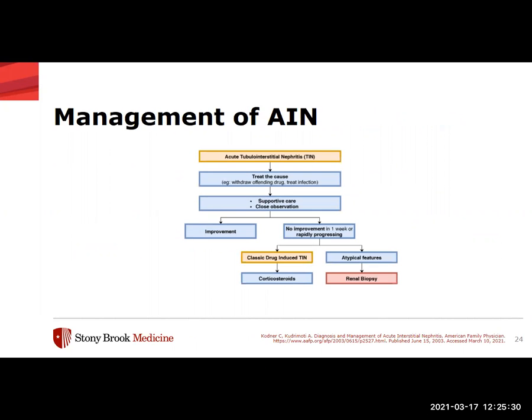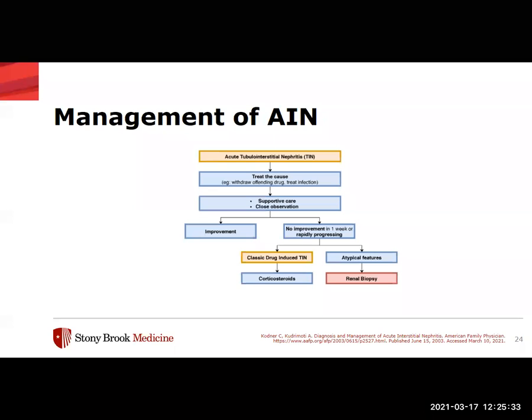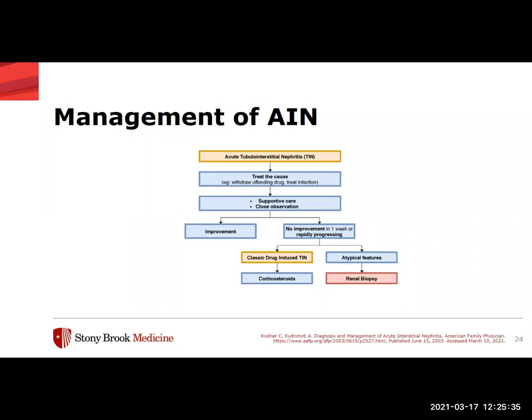So just to summarize the management of acute interstitial nephritis overall, I included this flowchart. Obviously, the first action that we make in the setting of acute interstitial nephritis is to decrease the dose of or withdraw the offending drug. After this is done, renal function should begin to reverse. So from here, we will just be providing supportive care and closely monitoring the patient. At this point, the patient and their renal function will begin to improve. However, if the patient's renal function does not improve within 1 week or starts to rapidly deteriorate, corticosteroid use may be indicated.